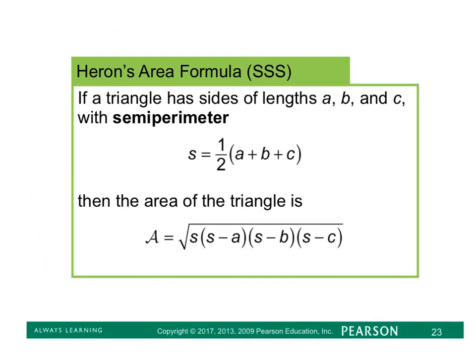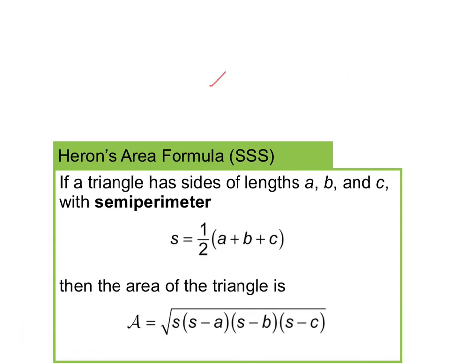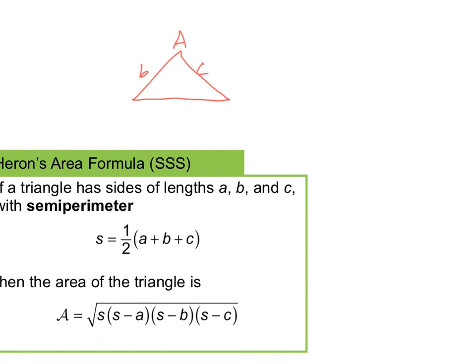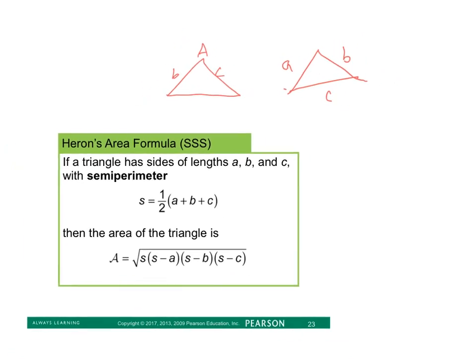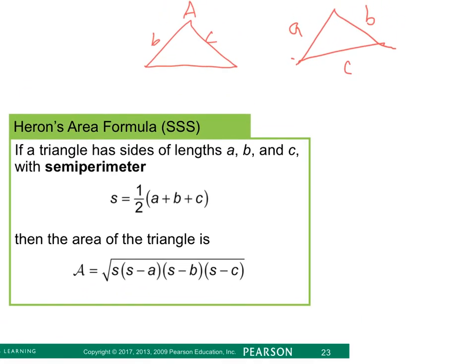Last thing, Heron's formula. It's another area formula. Remember the other day we could only do the area when we had an angle and then two sides that made the angle sandwich? That's fine. But wouldn't it be cool if we had any triangle where I knew the sides and I didn't even know any angles?